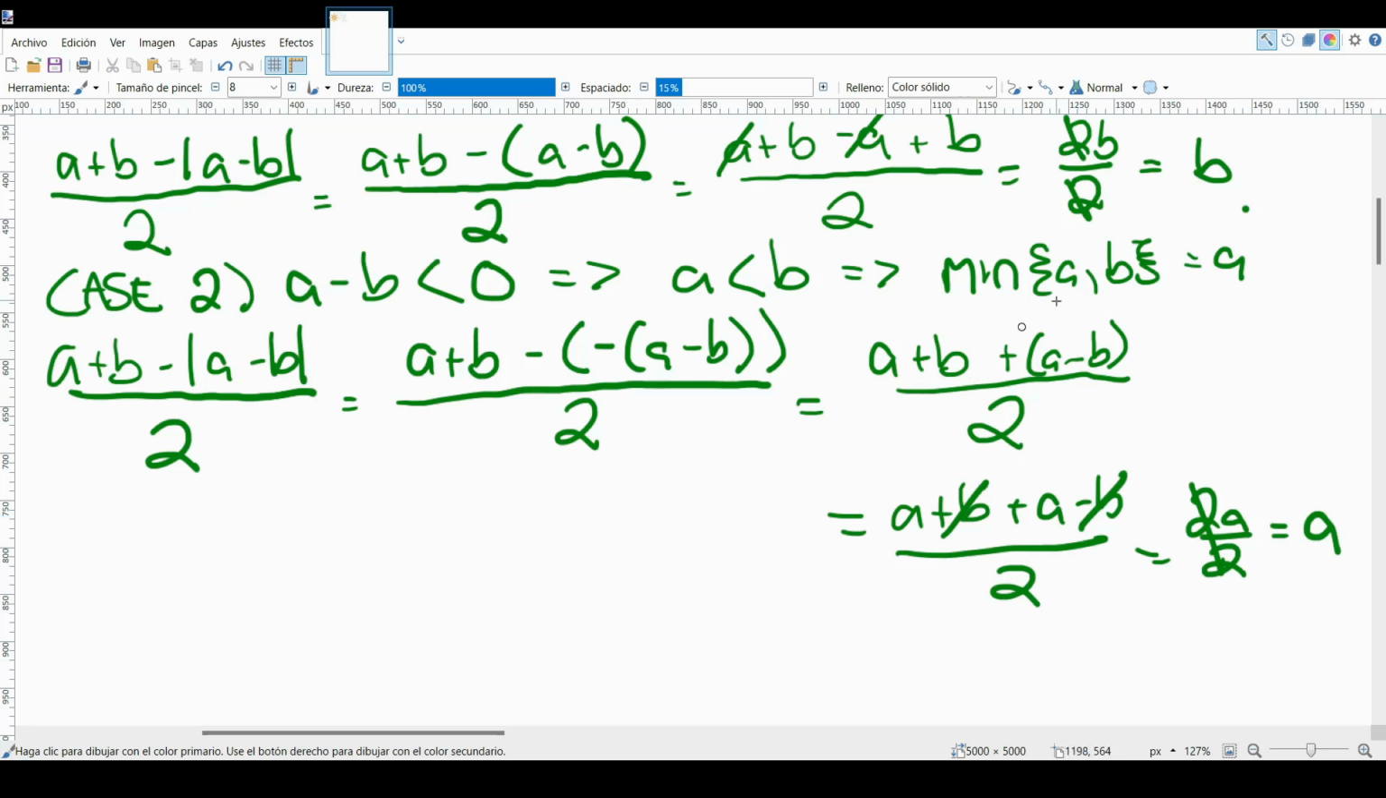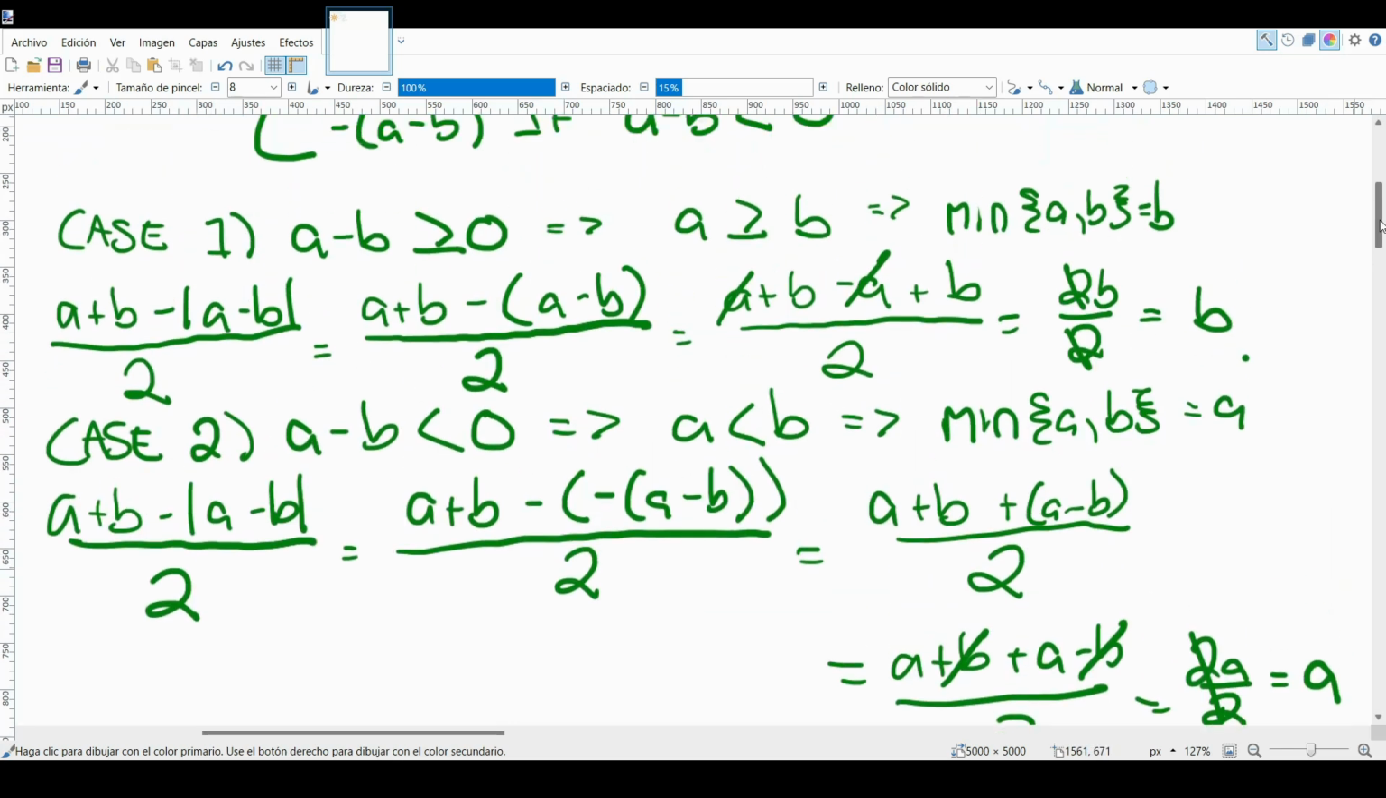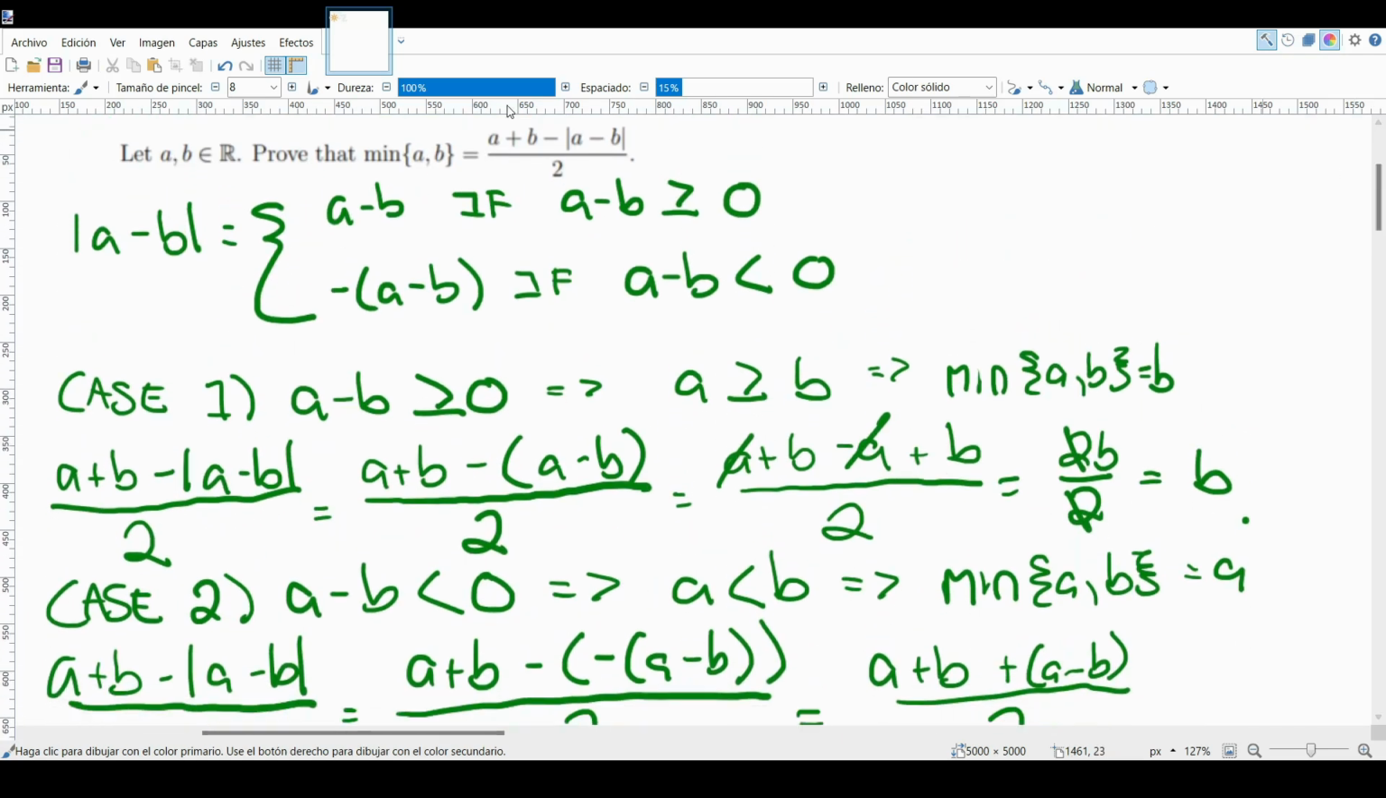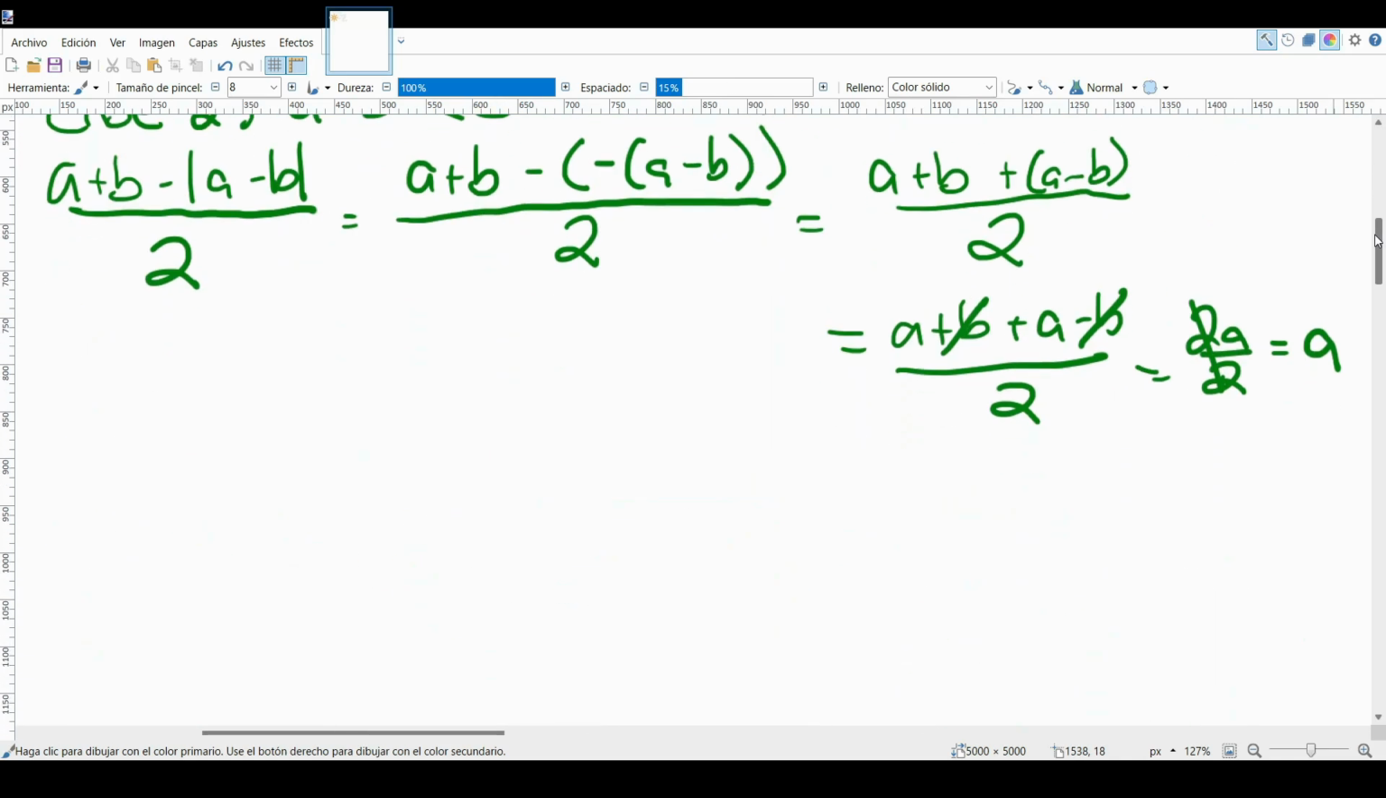So under this case, we've noted that the minimum value of a and b is equal to a, and that this value here, (a plus b minus the absolute value of a minus b) over 2, is also going to be equal to a. So we've covered both distinct cases here, and we have proven that no matter what, this equality is going to hold. So we are done.